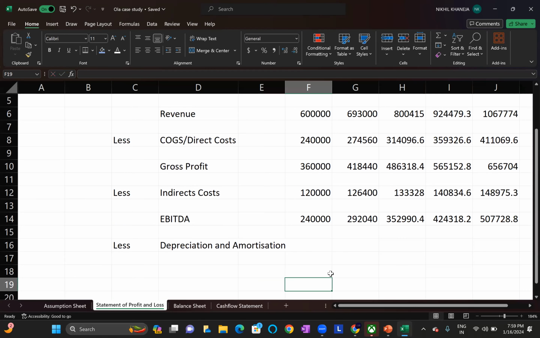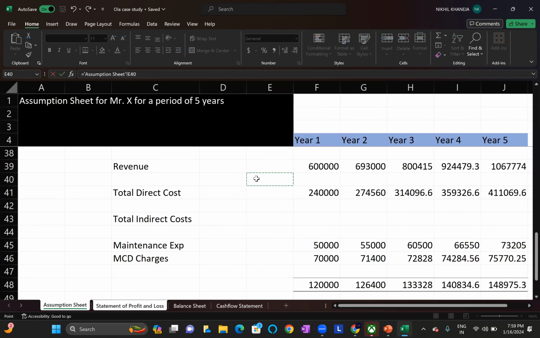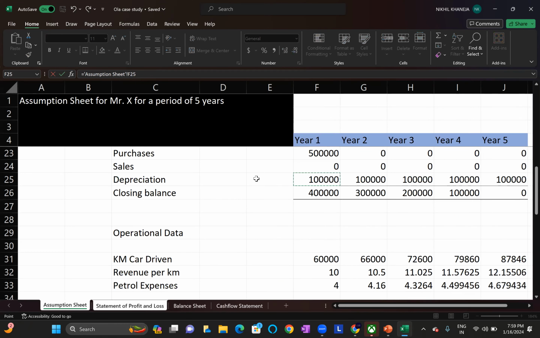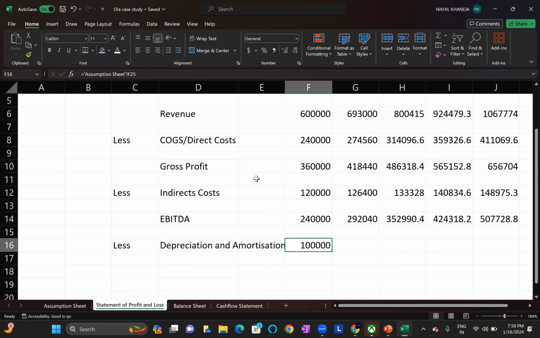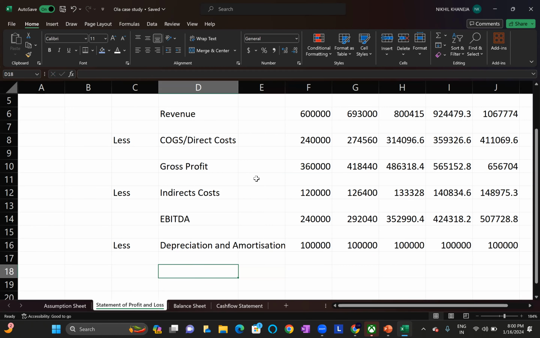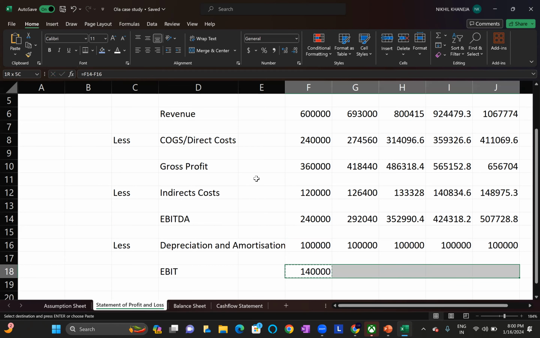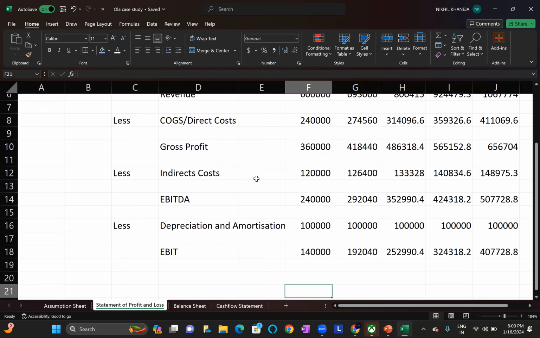Okay. I will link depreciation from assumption sheet. We prepared fixed asset schedule. This is my depreciation, equal amount of depreciation throughout the 5 years. So here I will get EBIT after reducing depreciation from EBITDA. So this is my EBIT, earning before interest and tax.